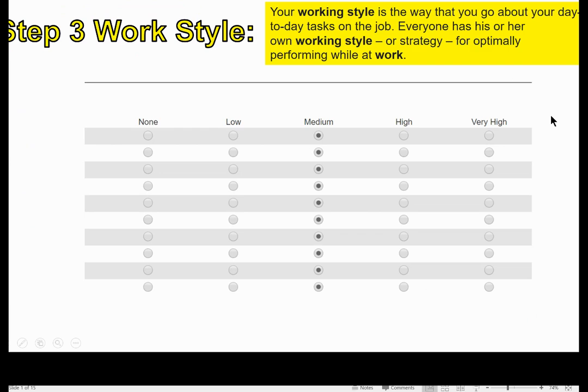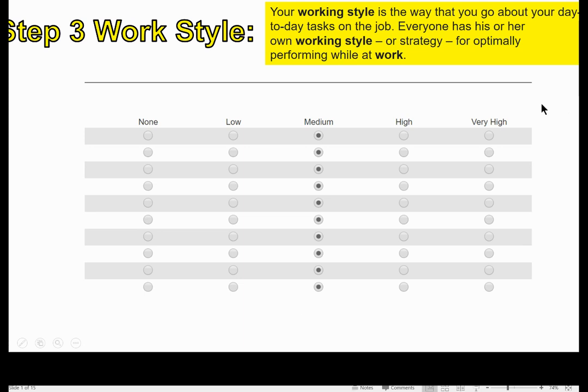The next thing is a little more complicated. This is your work style. And I'm going to read this. Your work style is the way that you go about your day to day tasks on the job. Everyone has his or her own working style or strategy for optimally performing while at work. That means performing the best you can.